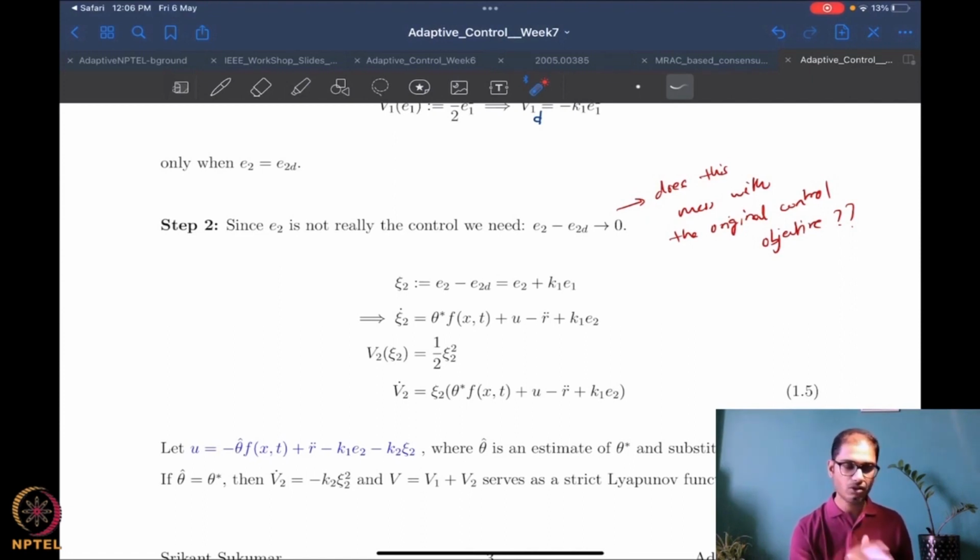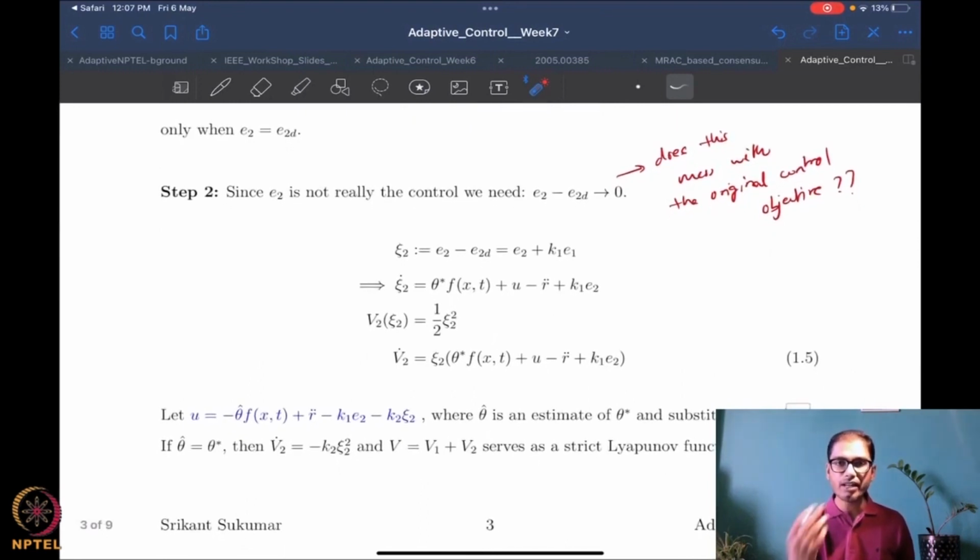Anyway, as of now, until this point, we are not assuming theta star is unknown. So we will find the dynamics of psi2, which is psi2 dot, which is e2 dot plus k1 e1 dot. So k1 e1 dot is just k1 e2, and e2 dot is just the dynamics plugged in from above. Now we add a new piece to the Lyapunov candidate, which is again just a quadratic, half psi2 squared, because we want to drive psi2 to 0. This is the obvious choice. Therefore we get V2 dot as psi2 multiplied by psi2 dot, which is just this quantity.